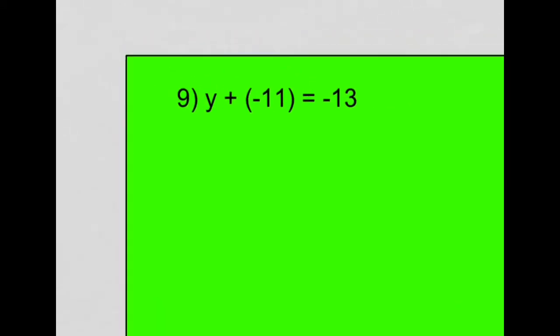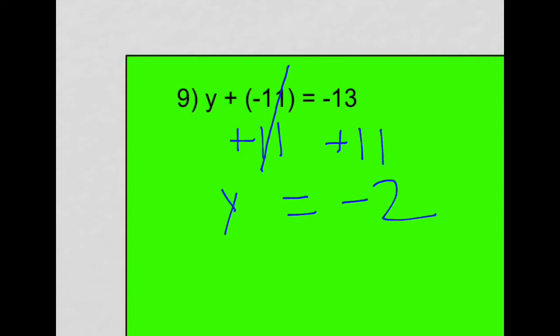Okay, look at this one. Number 9, y plus negative 11 equals negative 13. Well, I've got a variable, and I've got a plus a negative 11. You always have to think, beside the variable, what can I do to make that number beside the variable go away? Well, to make negative 11 turn into 0, I add 11. And I do the same thing to the other side of the equal sign. Negative 11, positive 11 go away, and I'm left with positive y equals negative 13, positive 11 is negative 2. Same thing every time, right?